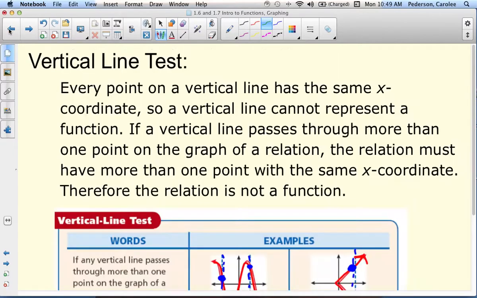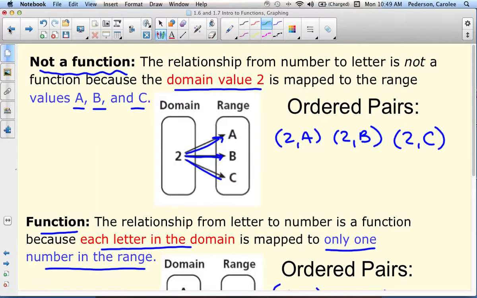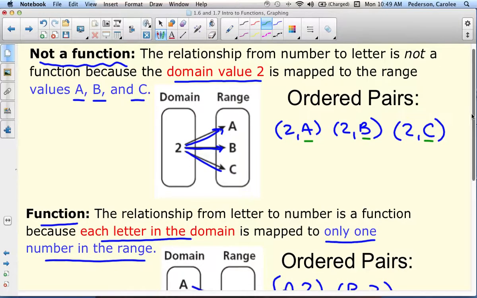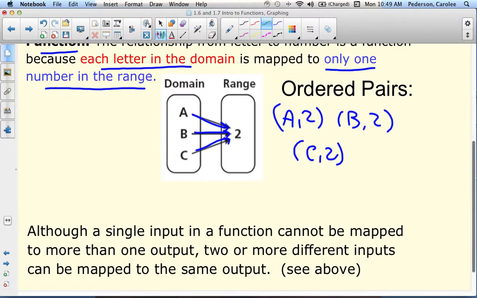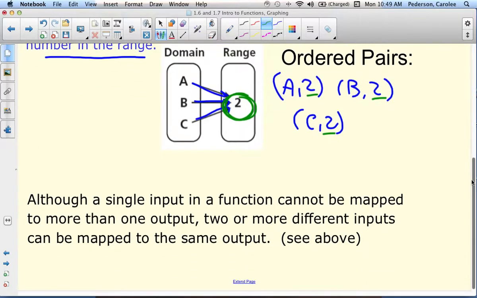So if we came back to this slide here, notice this first example, it goes off to different ordered pairs within its range, different values. So this was a function. Or down here, they all went to the same number. They all went to 2. If you have more than one of them going to the same value, then it is just a relation and not a function.